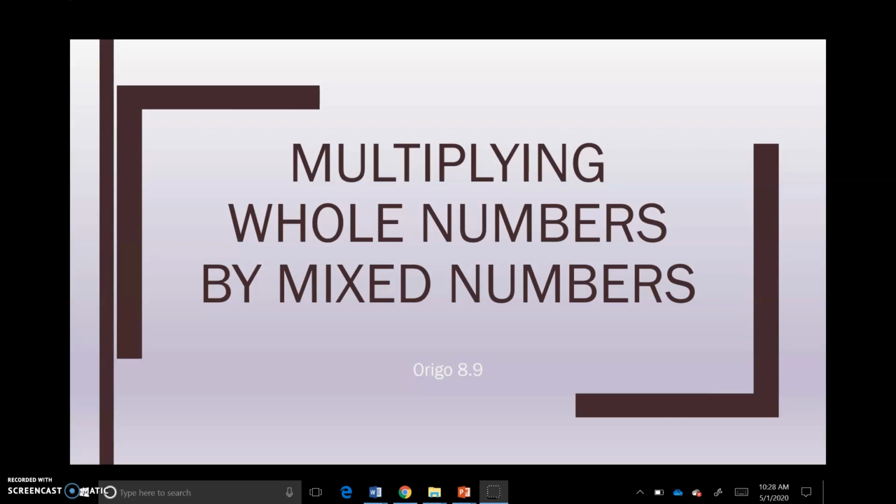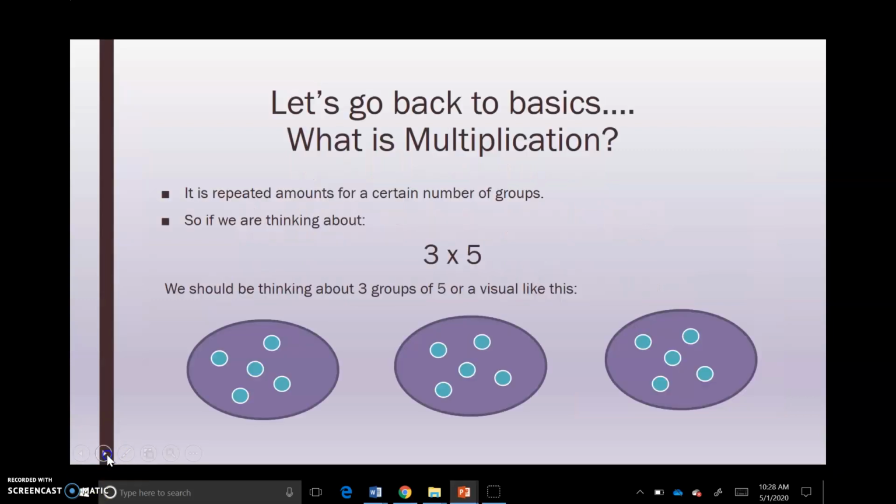So before we start, I figured we could just go back to some basic multiplication just to get a feel for where these answers are coming from, how they are logical, because you're going to notice that your answers are not as big as you would think. So why is that? What's the logistics behind that?